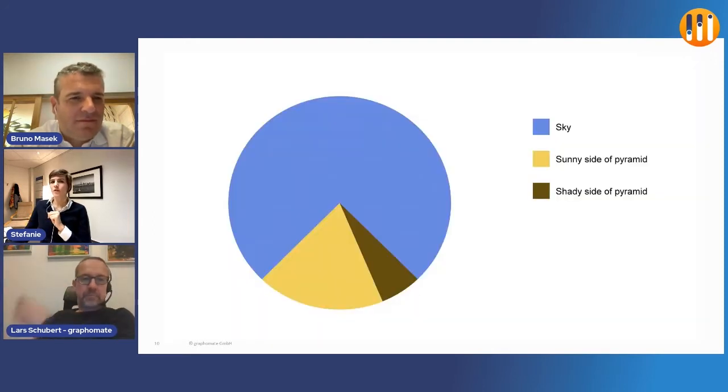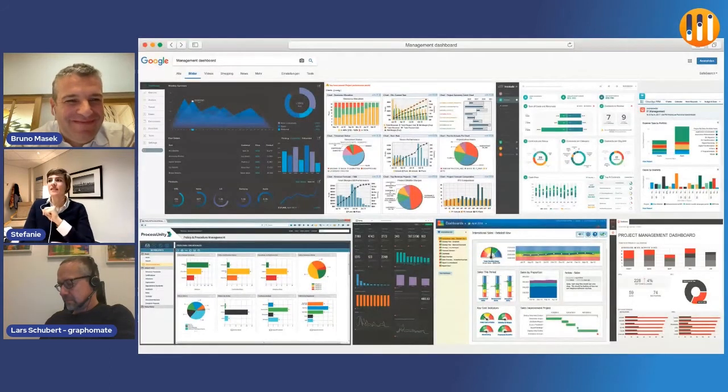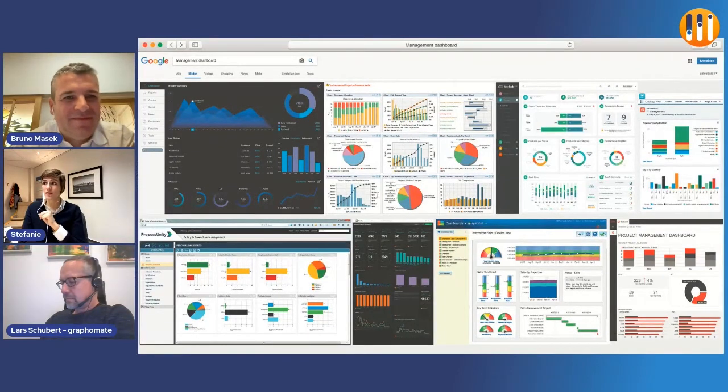So here is one pie chart we really like. Even the Egyptians loved pies. Okay, I hope you got the idea what we're talking about. So this is a result of a recent Google research called management dashboards.